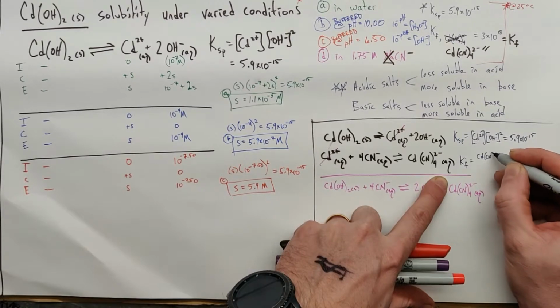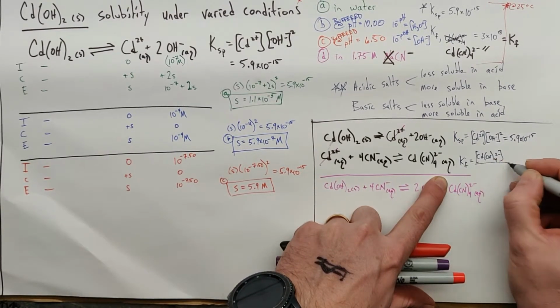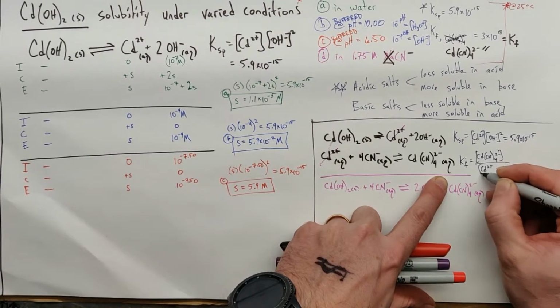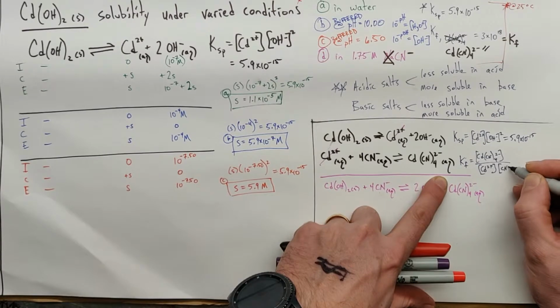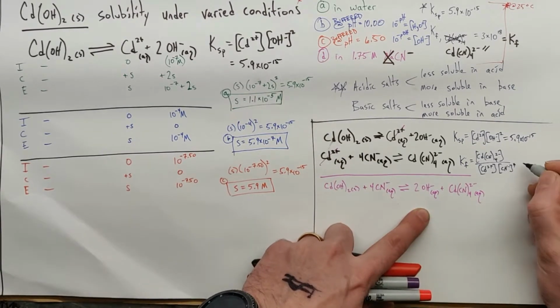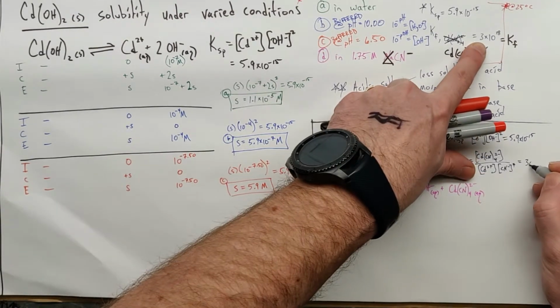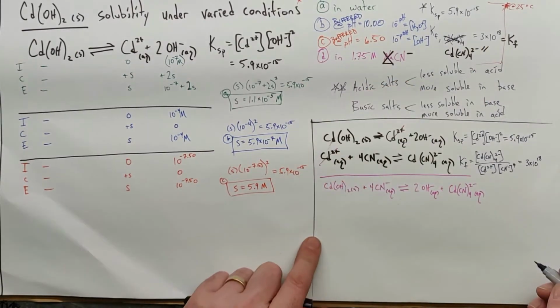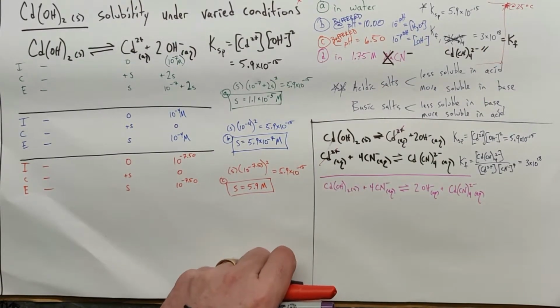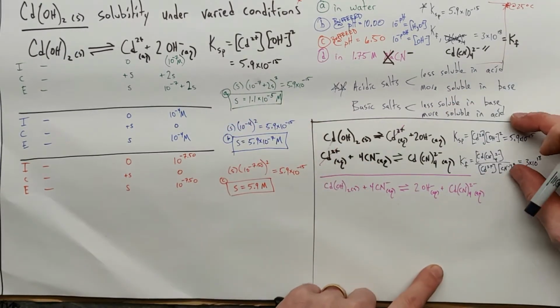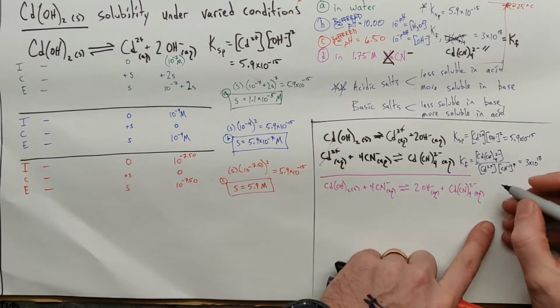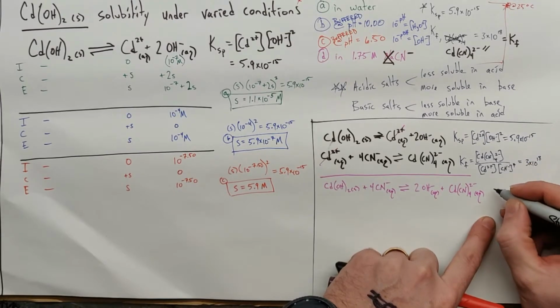cadmium cyanide over the cadmium ions and the cyanide ions to the 4th power, and that is 3 times 10 to the 18th. And if you think back to some previous videos, the K for this combined expression will be the product of these K's. But let's get this written out, and we'll hope I have room to do so.